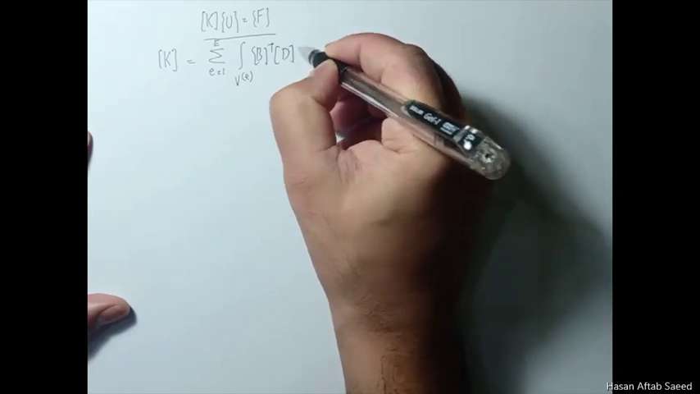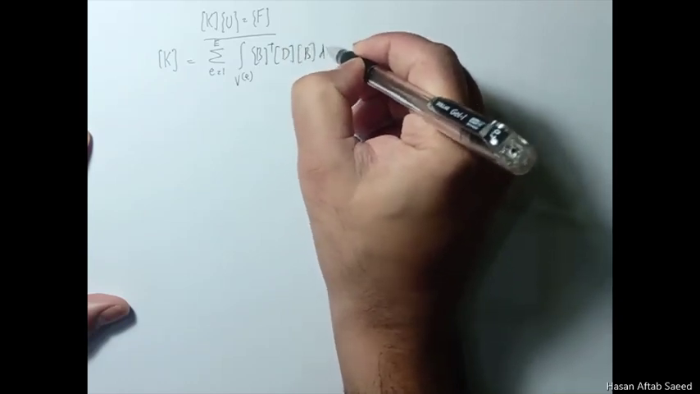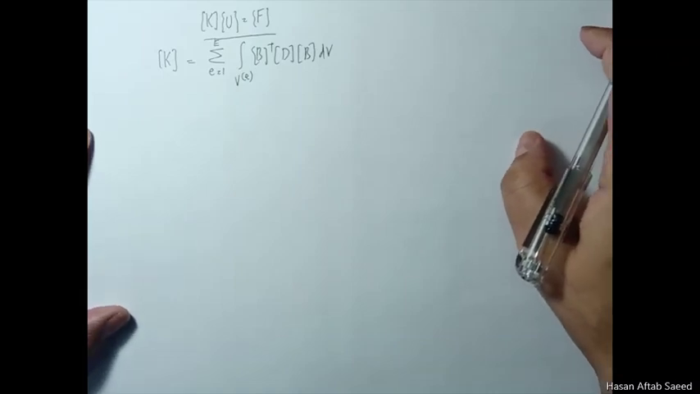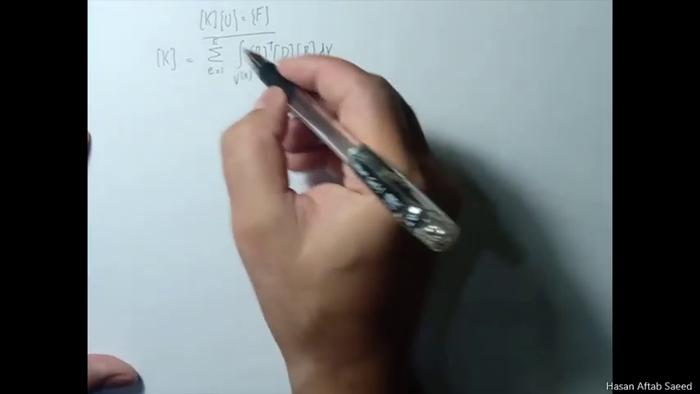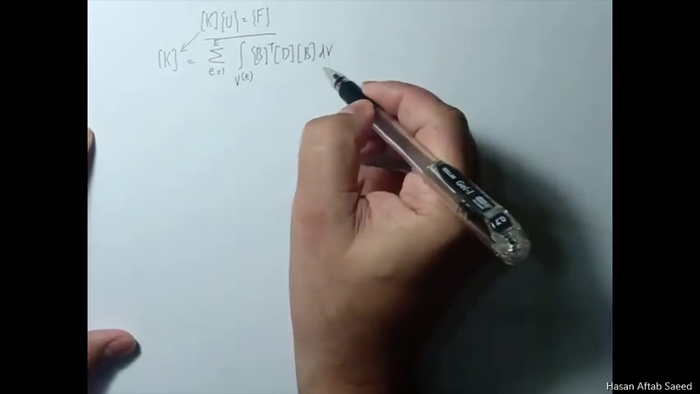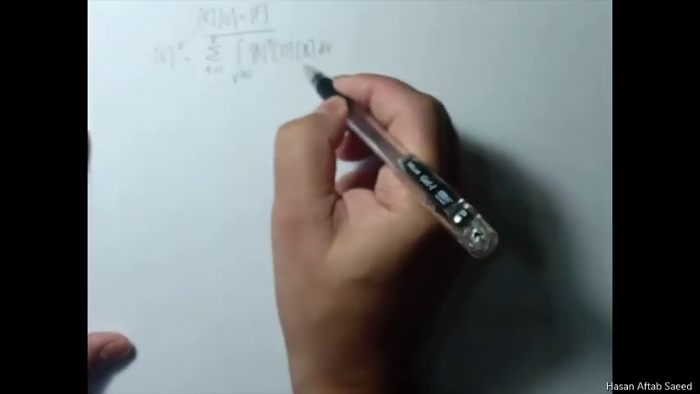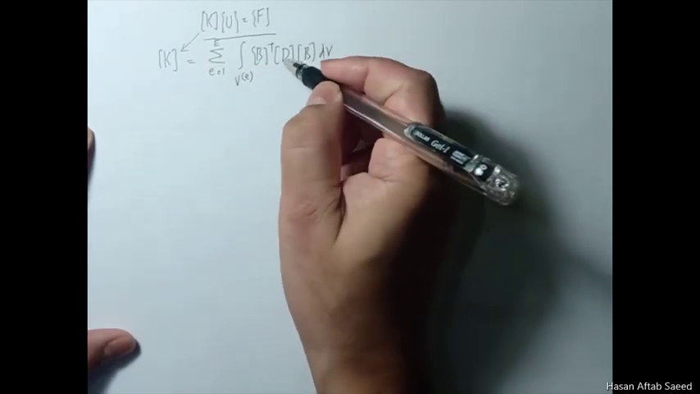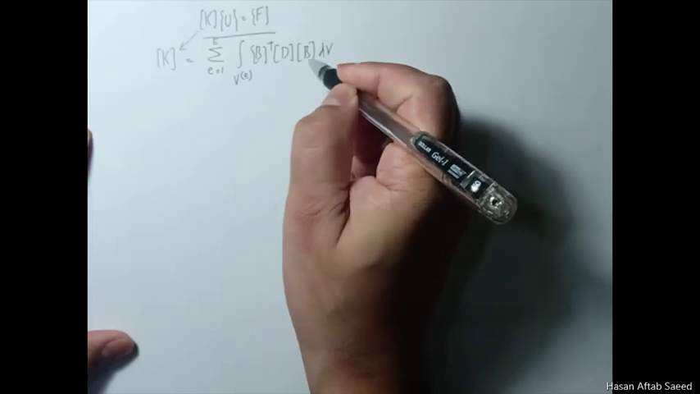This is just a recap, and because we are going to use these expressions today, it's a good idea if we write them down again. Here, this is the K of the system. This is for one element, and you repeat it for all the elements as mentioned here. And inside the element, you integrate it over the whole volume.